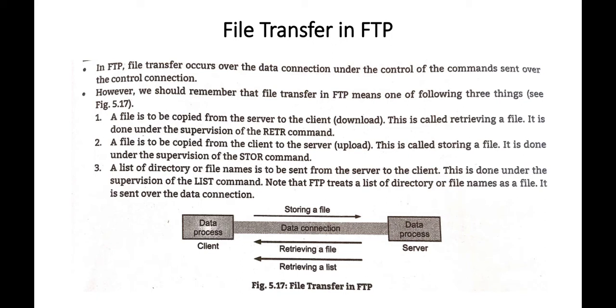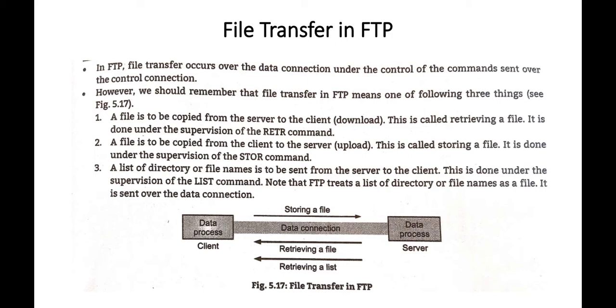Then the second one is that a file is to be copied from client to server. Client to server means what? It is uploading. So this is called storing a file. A file copied from server to the client is nothing but a download, and this process is called retrieving a file, and for that we use the retr command. A file copied from client to server is called the upload, and for that we use the store command. Under the supervision of the store command, this uploading work is done.